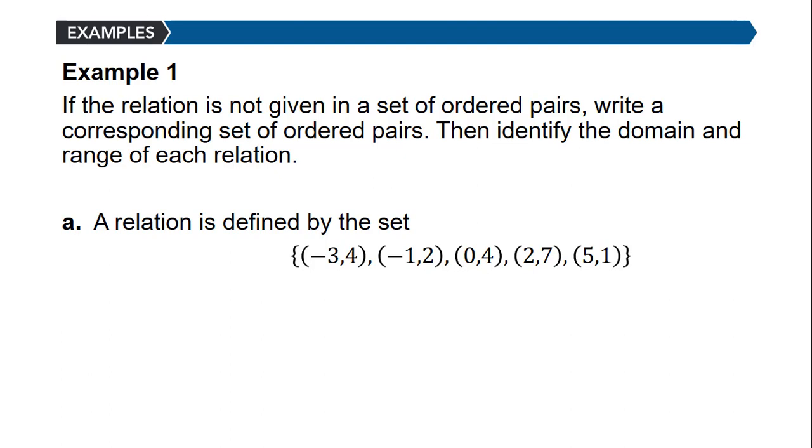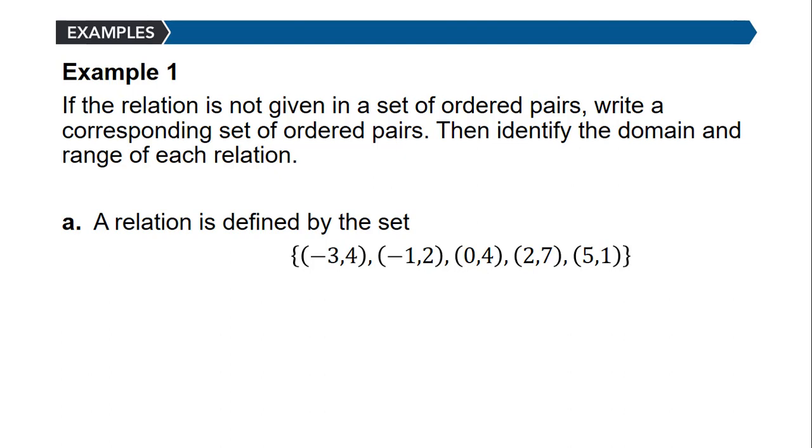So we're going to look at an example, and we are going to be given a set of ordered pairs. If we're not, we're going to write the set of ordered pairs that result from the relation that's given, and we will then identify the domain and range of each relation. In the first example, we have a relation defined by the set of ordered pairs (-3, 4), (-1, 2), (0, 4), (2, 7), and (5, 1). So the relation is given by this set of ordered pairs.